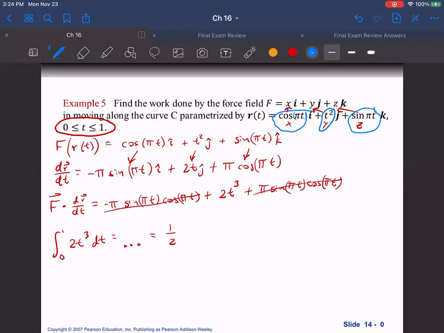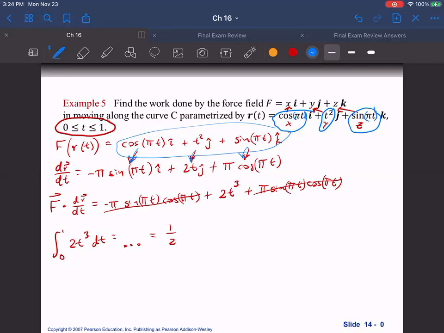There should be parentheses around these, just don't be confused. It's pi, it's the sine of pi times t, not the sine of pi and then times t. So anyway, you can see here, I've made the substitutions in, and then I'm coming down here and doing the derivative of each one, getting each one of these components by doing those derivatives.